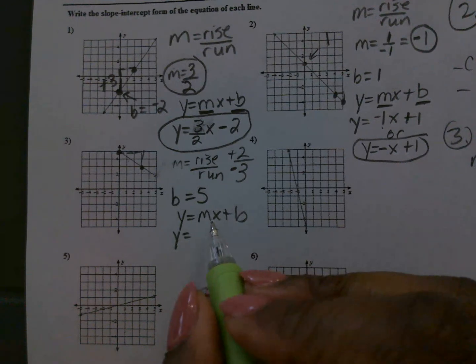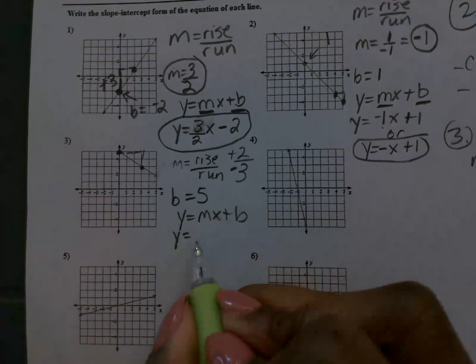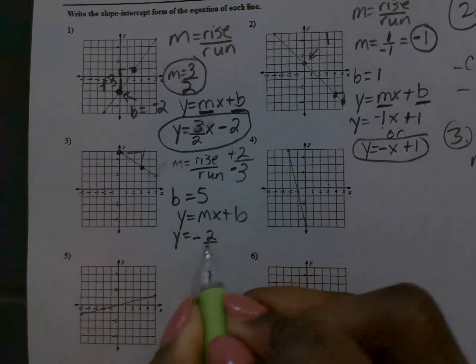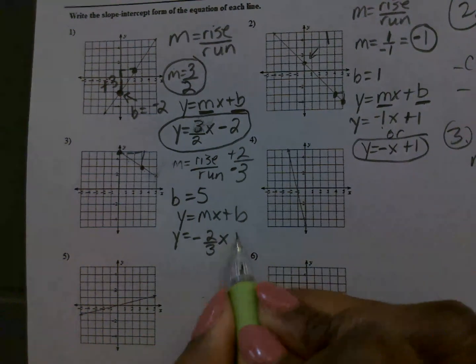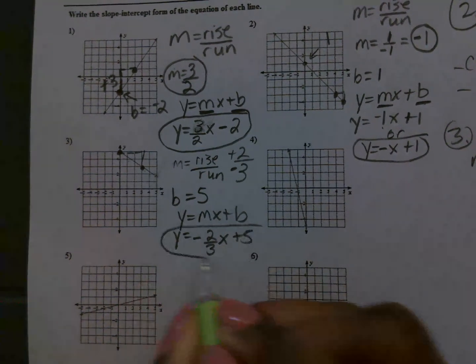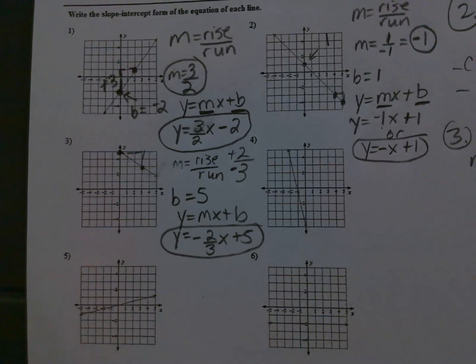Come on. Negative 2 over 3 x plus 5. Very good. Okay, y'all were close. All right, now we're doing number 4. Come on, you're getting closer.